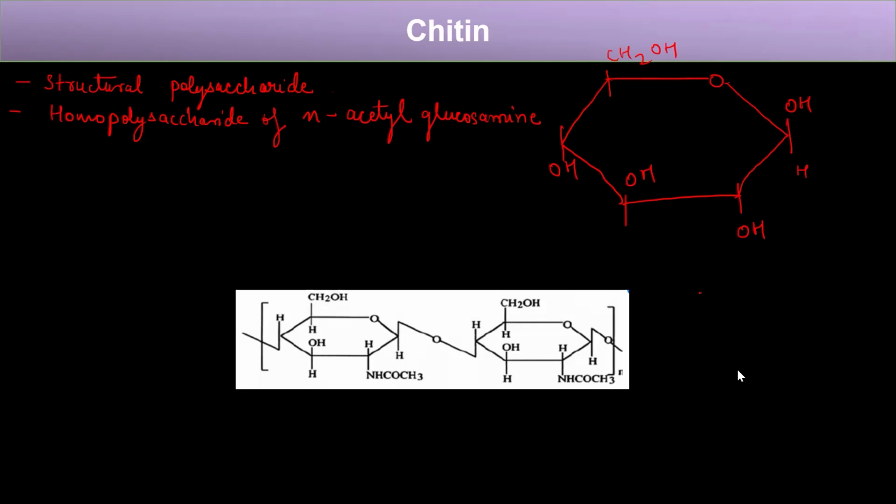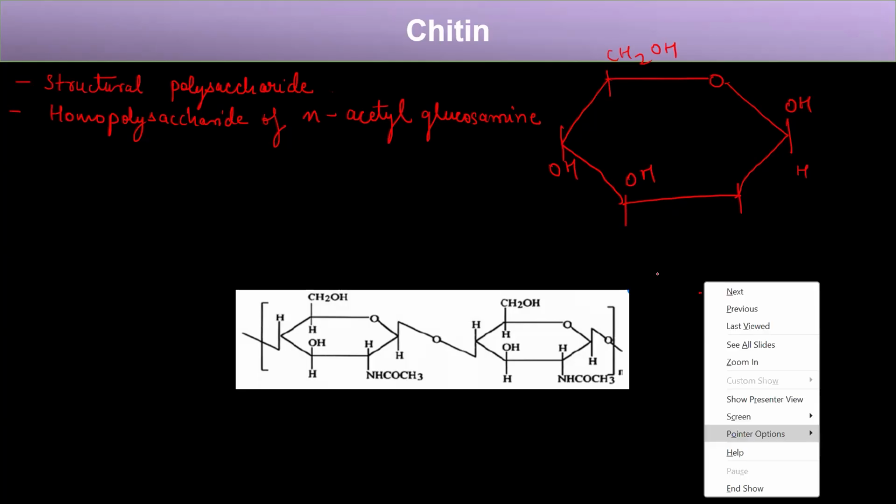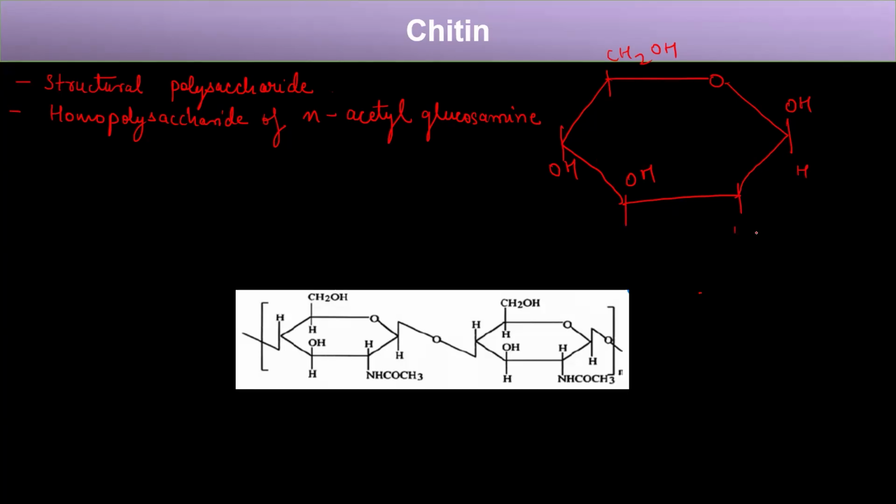Now, in this glucose, if you remove this OH and replace it with another group, that is NHCOCH3, then this becomes your N-acetyl glucosamine. This is the first position, this is second, third, fourth, fifth, and sixth. So at the second position, if you replace the OH with NHCOCH3, then it becomes N-acetyl glucosamine, also called NAG. This is the structure of N-acetyl glucosamine derived from glucose.